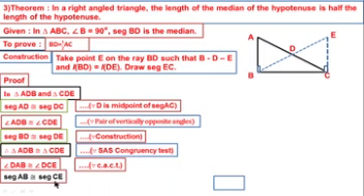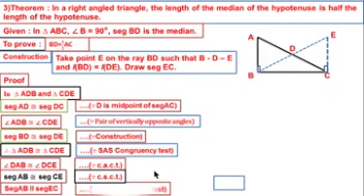Segment AB is congruent to segment CE, corresponding sides of congruent triangles. Segment AB is parallel to segment EC, alternate angle test.